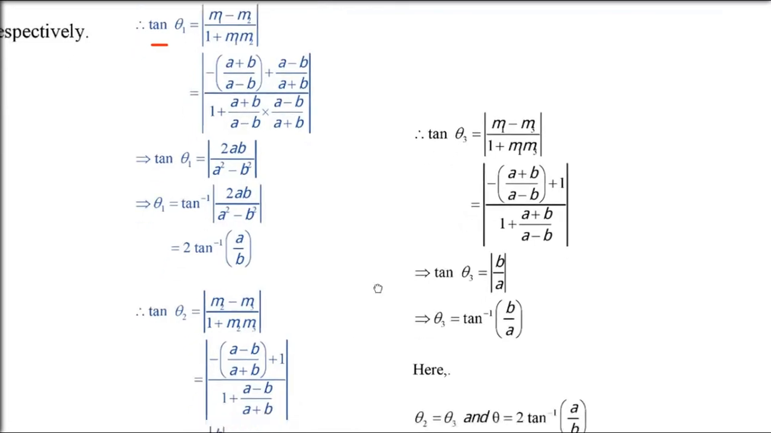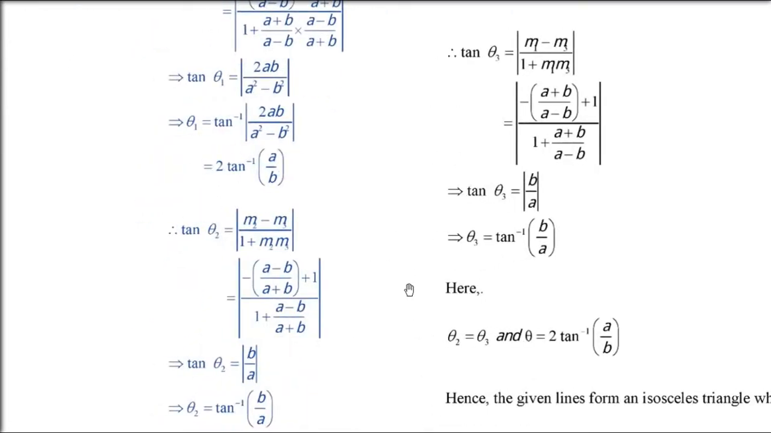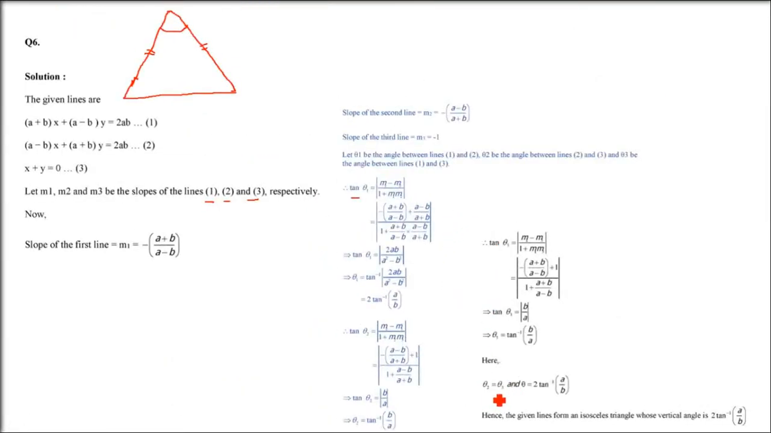Tan theta 1, tan theta 2, tan theta 3. And you will see two angles will be equal. And when two angles are equal, that means this is an isosceles triangle. If you have two angles equal, the third angle will be the vertical angle. So this is theta 1, this is theta 2, this is theta 3.